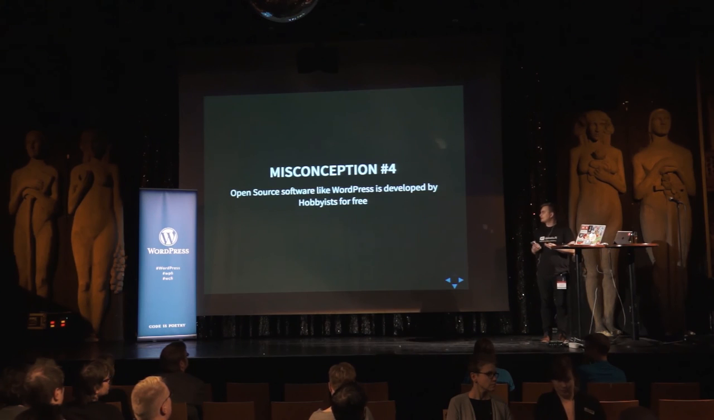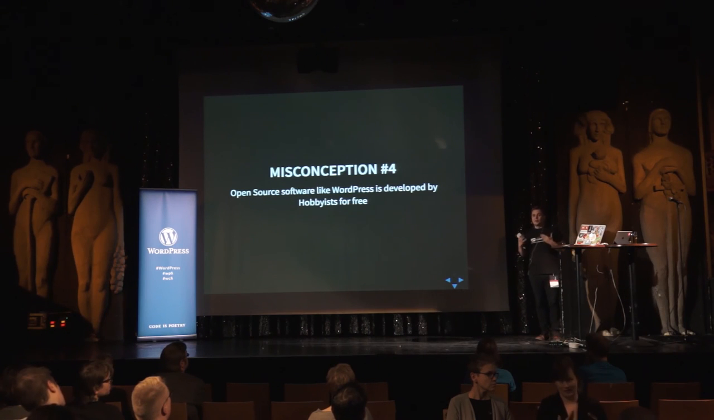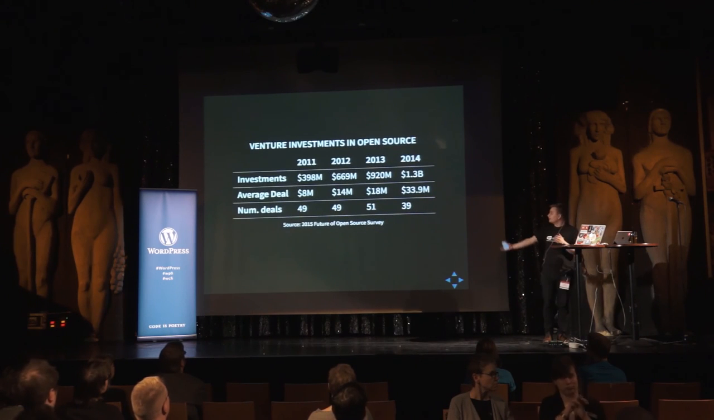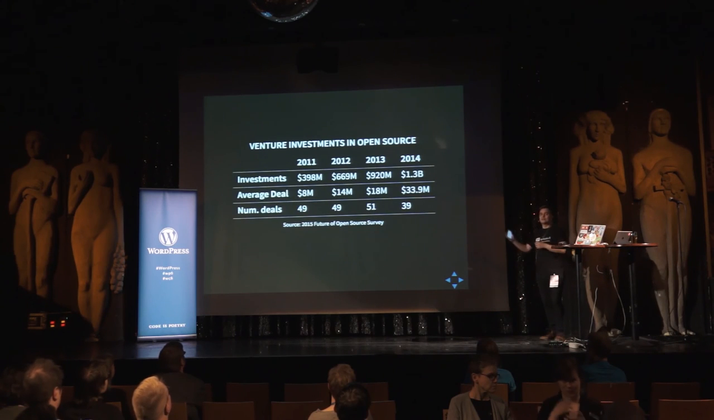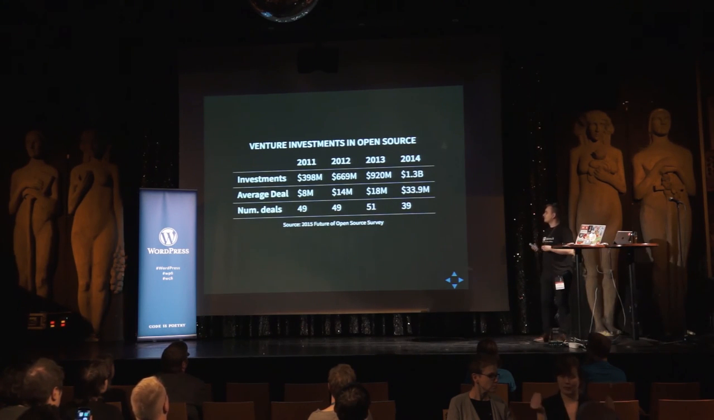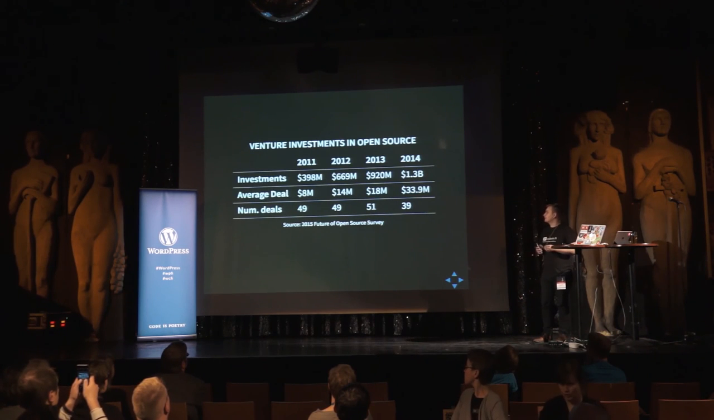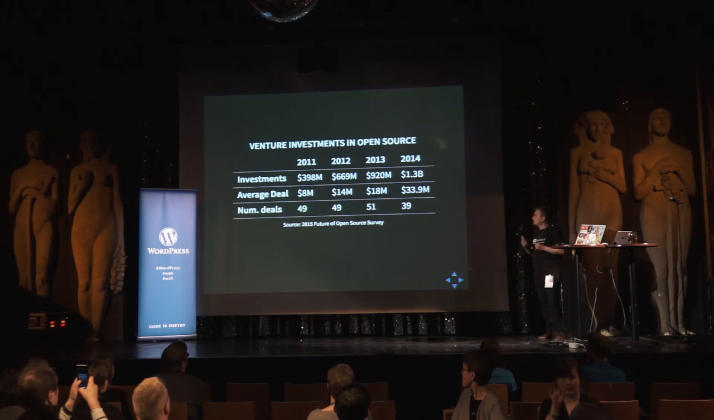Automattic is a huge company, and they sponsor WordPress development quite a bit. And come on, you wouldn't do that sort of code all day long for free. Look at the kinds of money that's in open source right now. That's just the investments that have gone into open source. This is one study that says hundreds of millions, even billions of dollars go into open source every year.